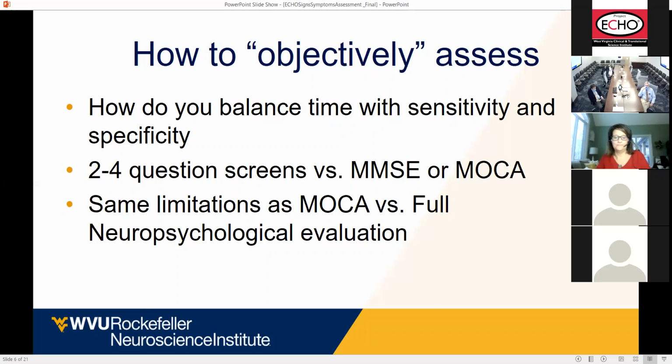One of the indicators is maybe on your Medicare wellness visit, you can ask a couple of questions and check for this. Maybe you'll get a flag with that and maybe you won't. Maybe if you see that, you can do one of these very brief 2 to 4 question screens, which is much quicker than doing a full MMSE or a MOCA. It might flag some people, but you end up with the same limitations that you have when you do a screening test like the MMSE versus sending somebody for a full neuropsychological evaluation. It's a screener. You might catch things, but you have to know that you're going to miss things also.